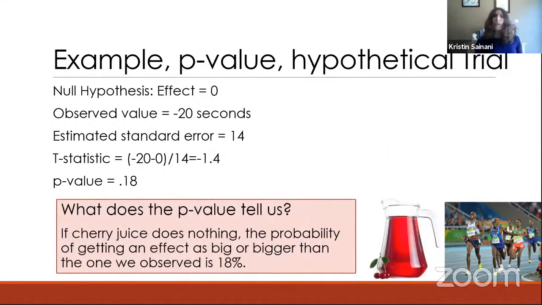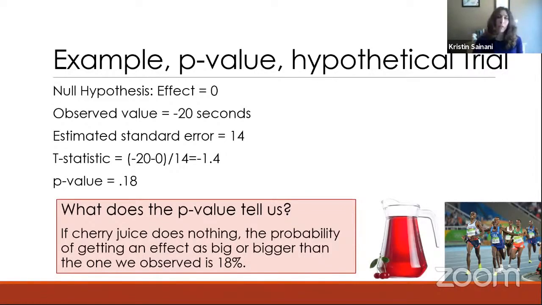What does that p-value tell us? Well, it tells us that if cherry juice absolutely does nothing, has no effect on running, then the probability that we would see what we saw in our cherry juice trial, or something more extreme, farther from 0, a bigger difference between the groups, is actually 18%. In other words, it's totally plausible that we would have seen an effect like this. It's not that surprising that we would have seen a 20-second difference in our groups. It would happen 18% of the time if we could repeat our experiment over and over again.